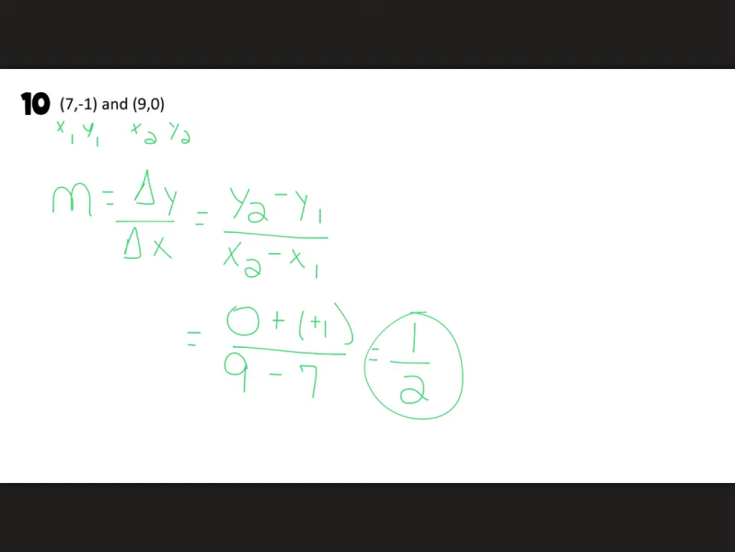So with 2 points, you can use the mini table, you can use the slope formula. Most people make fewer mistakes with the table.